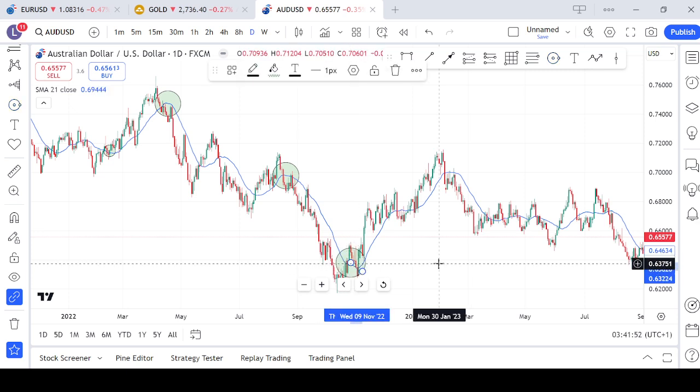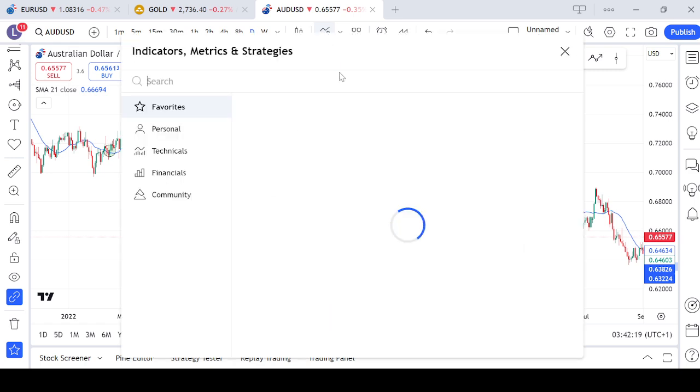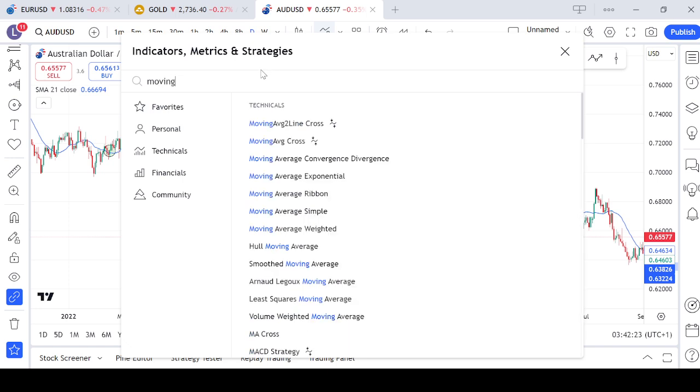So traders often use multiple SMAs with different periods to generate trading signals. For example, when a shorter term SMA crosses above a longer term SMA, it can signal a potential bullish trend reversal. Conversely, when the shorter term SMA crosses below the longer term SMA, it might indicate a bearish trend reversal. So I'm just going to add one more SMA to the chart to show you how that works.